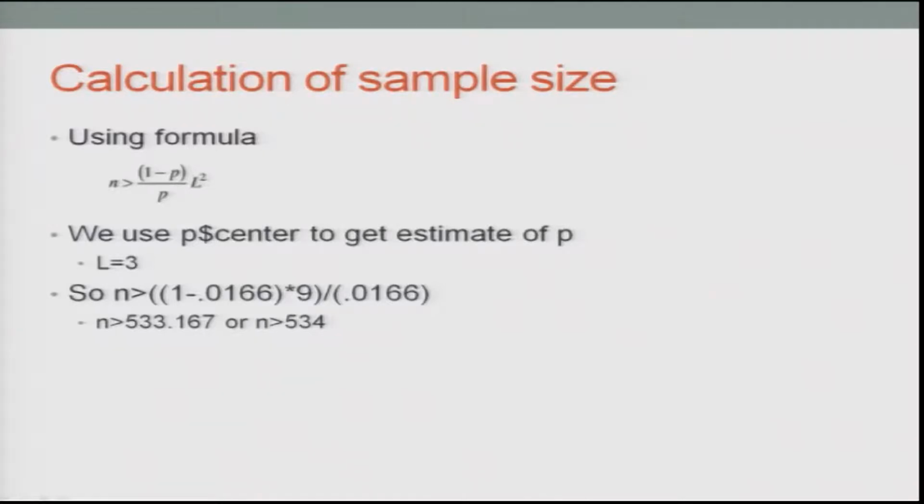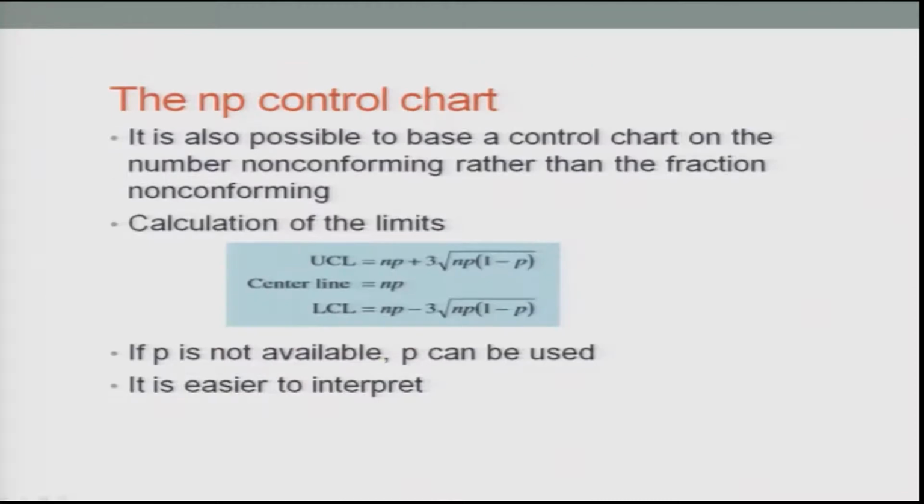Now, based on that, when we use the formula to find out n, the minimum sample size, n should be greater than or equal to the maximum integer value of 1 minus p divided by p l square. Once you put it in our calculation, the value of n comes out to be greater than or equal to 533.167. So, obviously 534 would be taken as the sample size for this study.